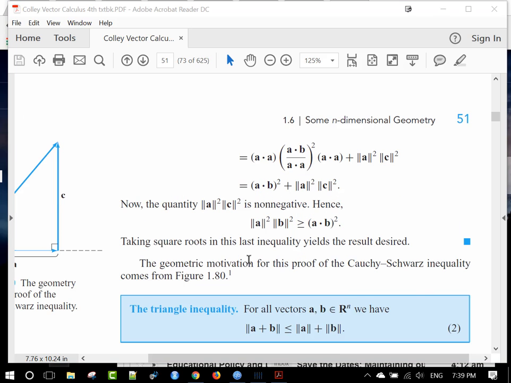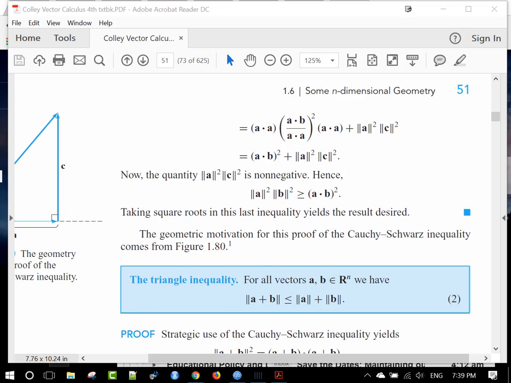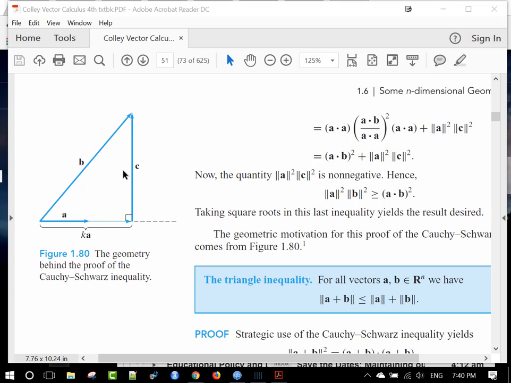Okay, and then this allows us to prove the very important triangle inequality. But before we do that, let's look at this. This is the picture that I wasn't thinking of or wasn't seeing. So yeah, this is the projection. The projection of B onto A is here.